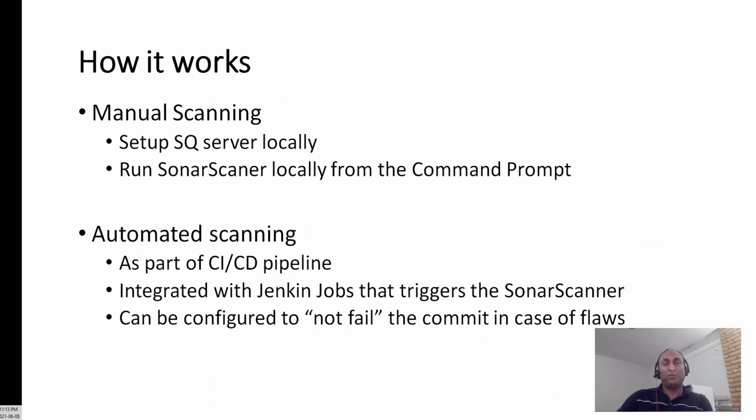So how does the scanning work? Scanning can be manual or automated. In manual scanning, we have to have a SonarQube server locally set up and running, and then we have to have a Sonar Scanner locally available that we can trigger from the command prompt. In case of automated scanning, when a software engineer commits a source code change to the Git repository branch through the CI/CD pipeline, then there are Jenkins jobs already configured, which trigger the Sonar Scanner that performs the scanning on the code, and then the identified vulnerabilities or flaws are reported to the SonarQube Server Web Portal.